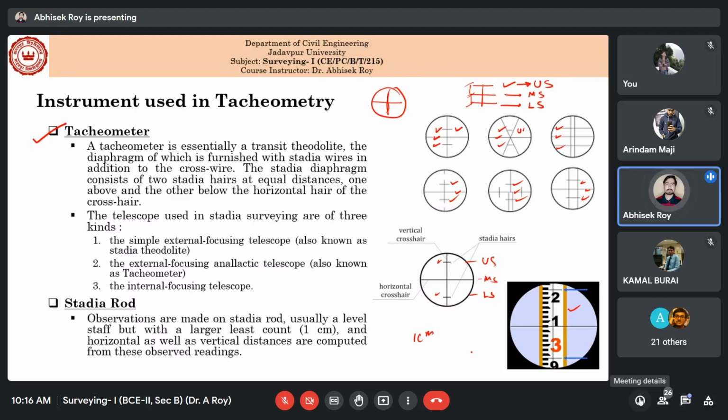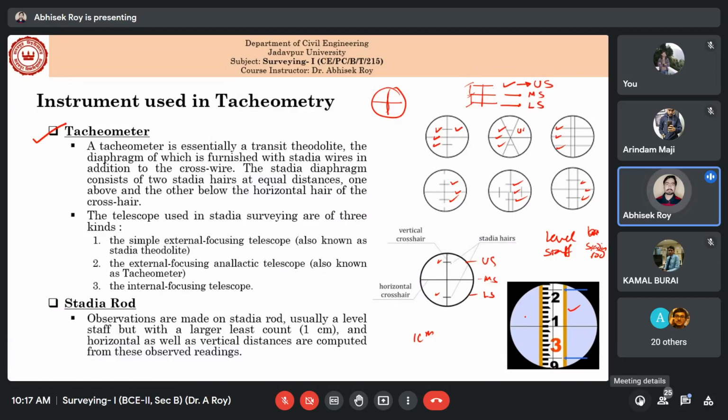Even in tachymetry, if you are doing your surveying for a smaller distance, we normally employ a level staff, not your stadia rod, but for a larger distance we employ the stadia rod. So the stadia rod is simply like a level staff, only the thing is that here your least count is a little bit larger. Okay, so that's all about the two things you have to use in the tachymeter.